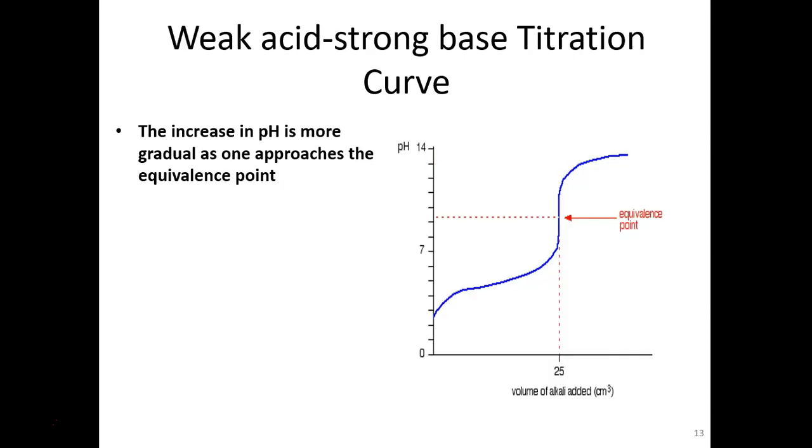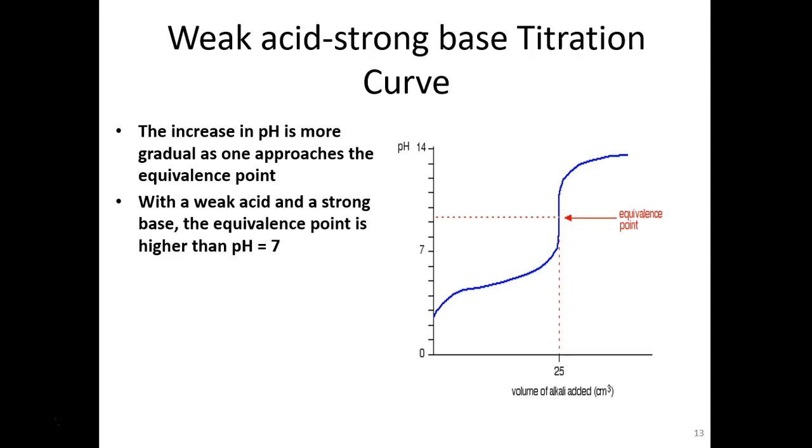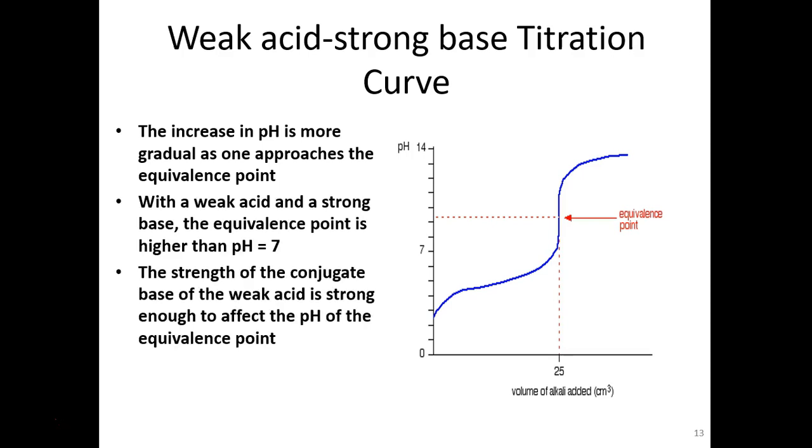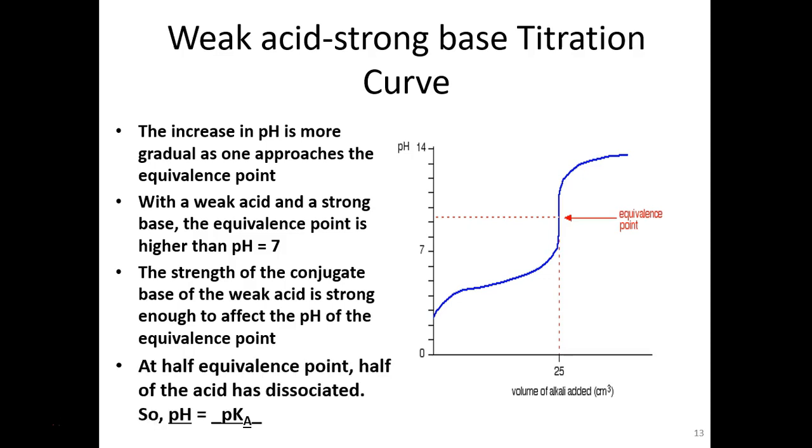Okay, now let's look at a weak acid, strong base titration curve. Right away, you probably notice the shape is a little bit different. We have a more gradual increase in pH as we approach the equivalence point. And with a weak acid and a strong base, the equivalence point is higher than 7, because the salt that's formed is basic; the conjugate base is strong enough to pull the pH over 7.